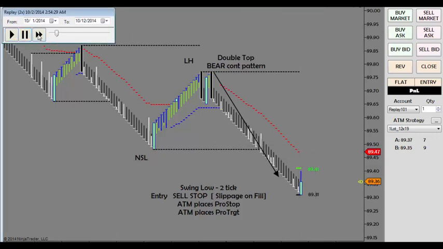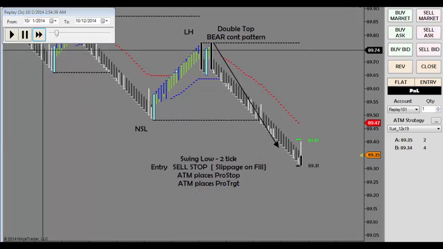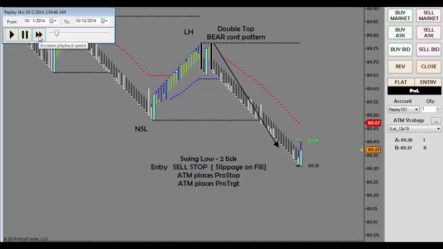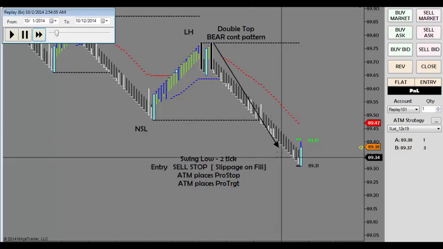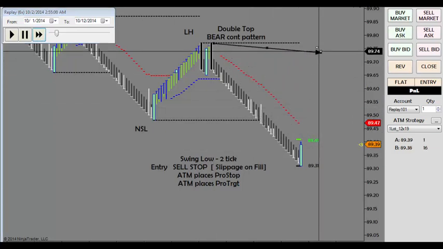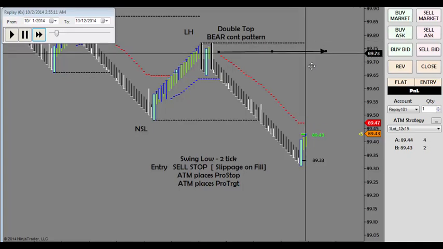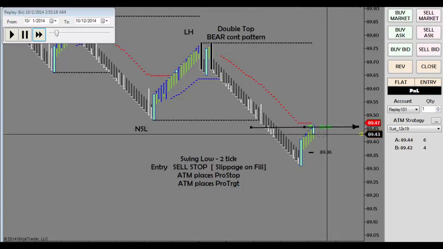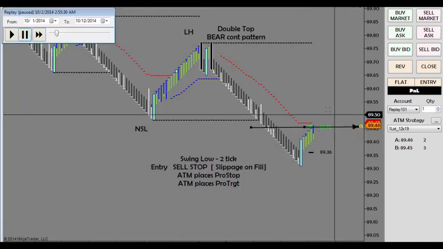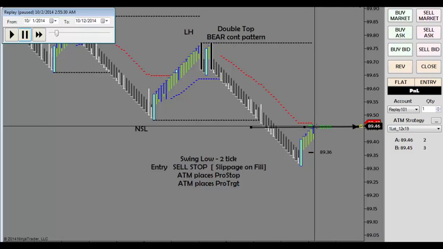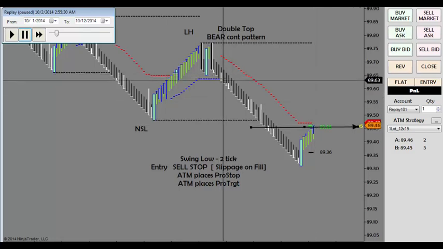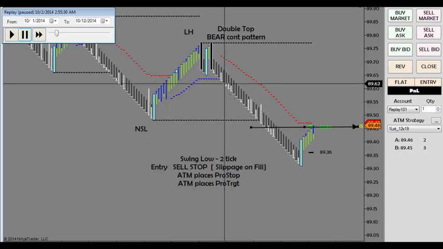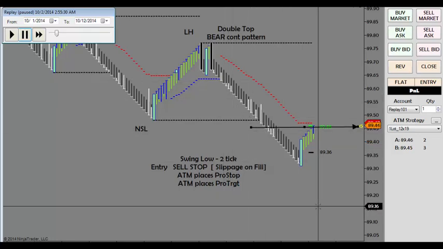Now let's just take a quick look here and see what would have happened. We'll go ahead and kick the replay back in. We're at 3 times normal speed. We'll take this guy right here, move it sideways, and then act as though we would have had that at 46. And you can see right there, we would have been taken out on our stops at 46. Remember, we got short up here at 63. So that still would have been a nice 17-tick winner.